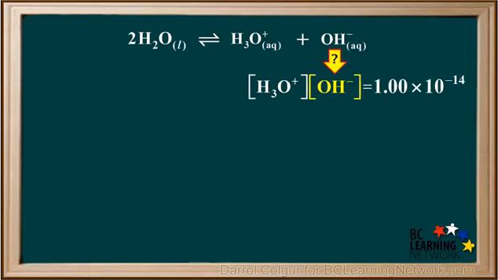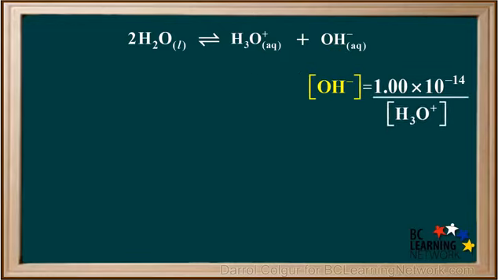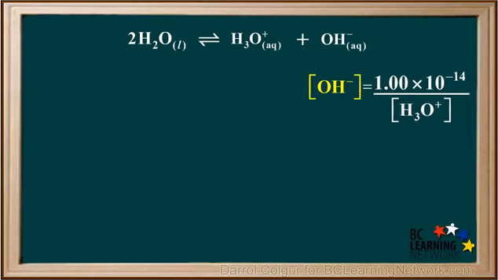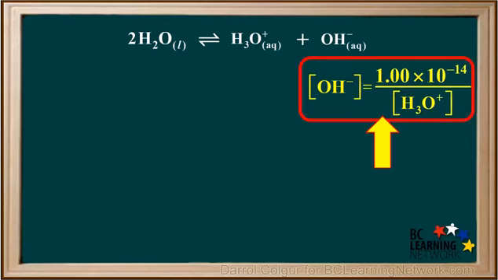We can also find the concentration of OH- in any aqueous solution given the concentration of H3O+ by rearranging this equation to solve for OH- concentration. We divide both sides by the concentration of hydronium and tidy up, and we're left with this equation.